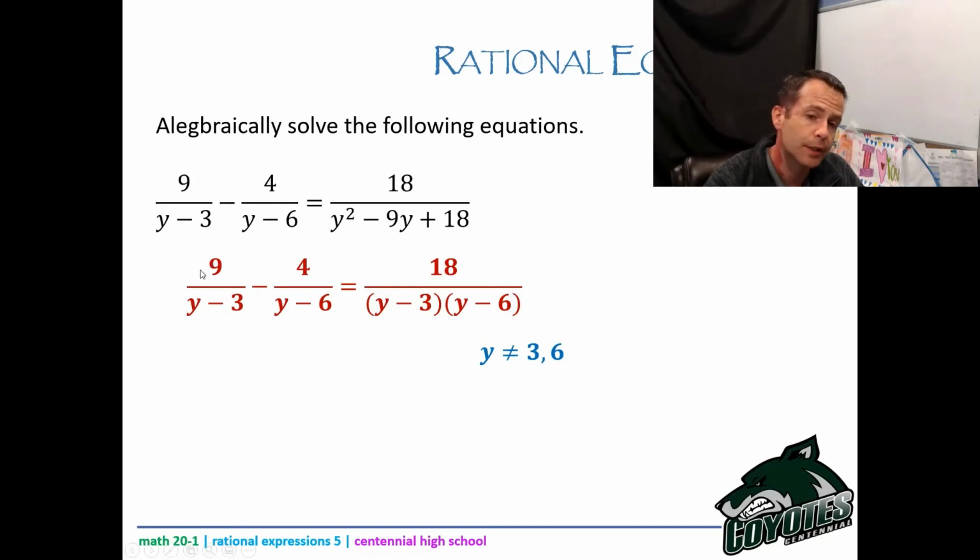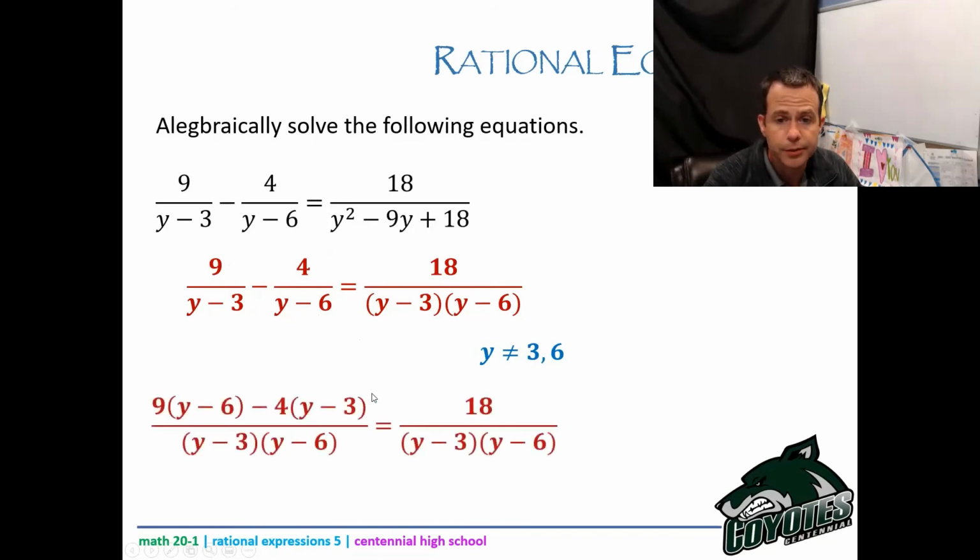This guy over here, I need a y minus 6 on the top and on the bottom. And then for the second fraction, I need a y minus 3 on the top and on the bottom. Then I'll have common denominators. Okay, so I have written the left side of my equation with that common denominator, and I put the numerator together right away. Okay, so it was this guy minus this guy.